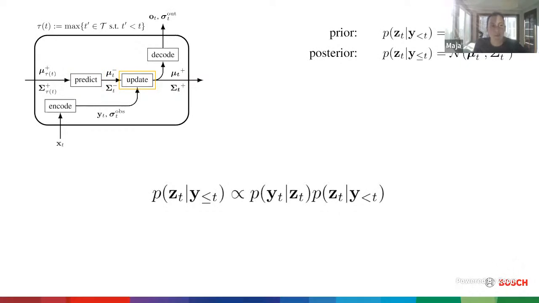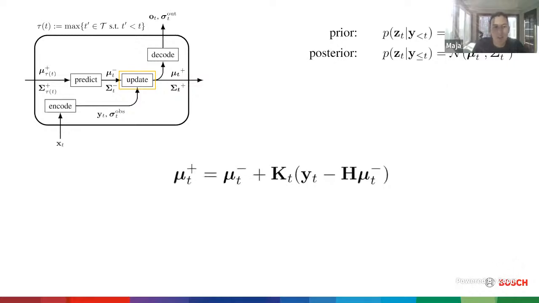Now, the update step is a little bit more familiar, maybe to anyone who's seen the Kalman filter before or has just done a lot of Bayesian inference. Here we use Bayes rule, multiply the prior with the likelihood, and because they're both Gaussian, we get the posterior. The observation model is also Gaussian. And here the posterior mean is the prior mean plus the Kalman gain times, let's say, the prediction error.